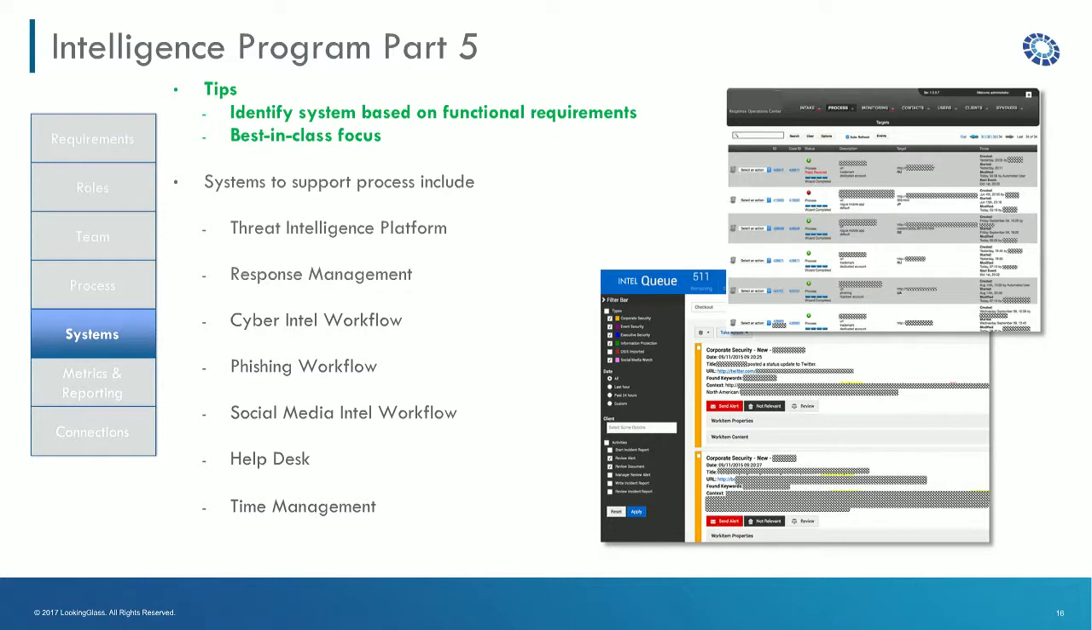The systems that you need to support the Intel program, I think I've explained a lot of different examples already, where there are many different products and capabilities you need for a successful Intel program. It's not just a threat intel platform. You potentially need automated response, so the ability to automate takedown, the ability to verify and understand whether a phishing site is actually a phishing site, the ability to gather social media, and the ability to manage your team and how they manage the intelligence process.